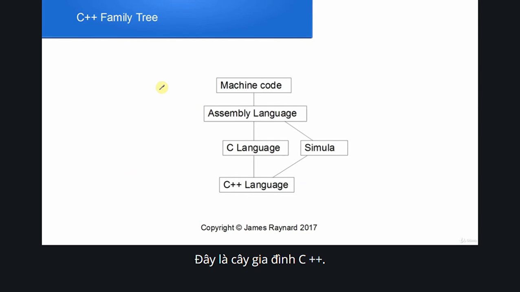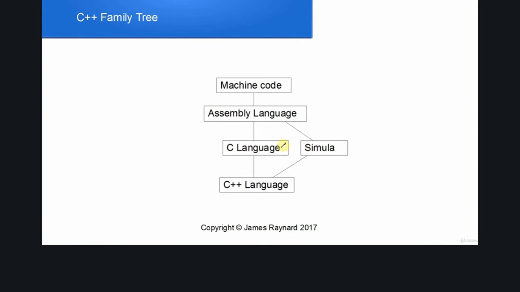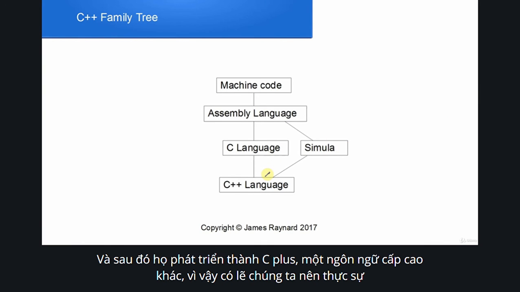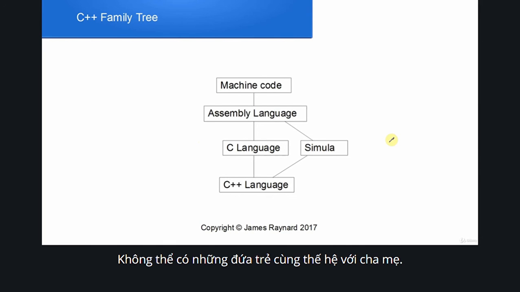So here is the C++ family tree. We start off with machine code, then we have assembly language, then we have C, which is a high-level language, and Simula is also a high-level language. And then they evolved into C++, which is another high-level language. So perhaps we should really have C++ at the same level here, but it looks a bit confusing. You can't really have the children in the same generation as the parents.